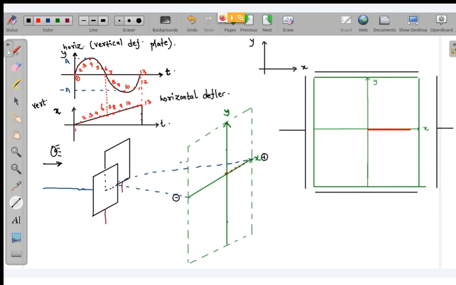Now, have you understood means what is going to happen now? So these two is what? This is your horizontal plate. So you can see horizontal plate is going to deflect in y-axis, vertical deflecting plate. And these two are what? This is your vertical plate. It is going to deflect in your x-axis. Okay.